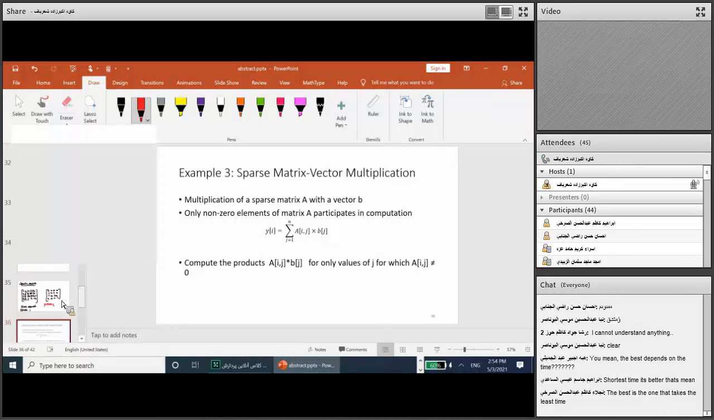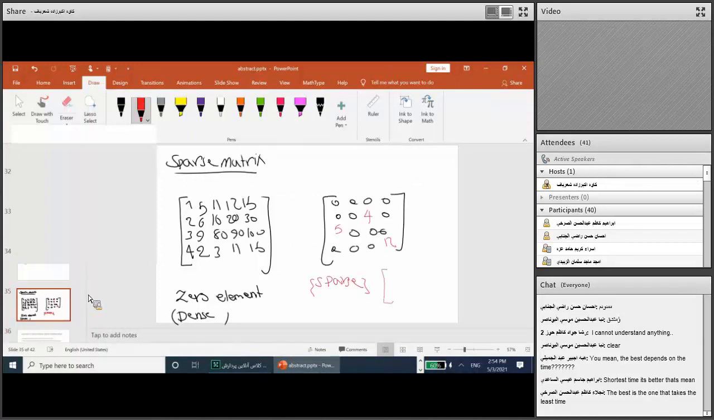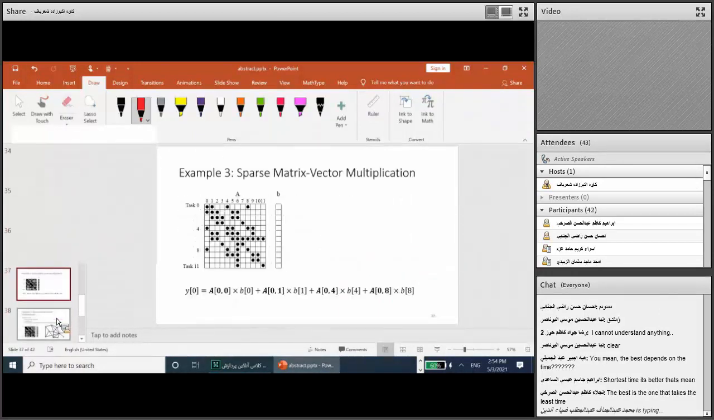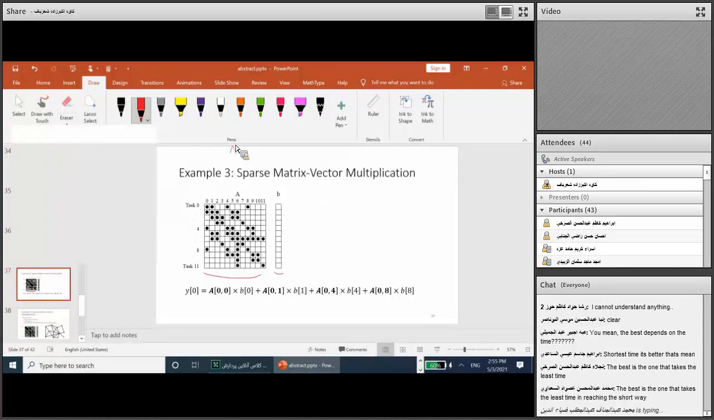Sparse matrix vector multiplication. Matrix, vector, multiplication. n by n by 1 results in n by 1. Okay. This is a matrix and this is the vector. A by B equals Y.